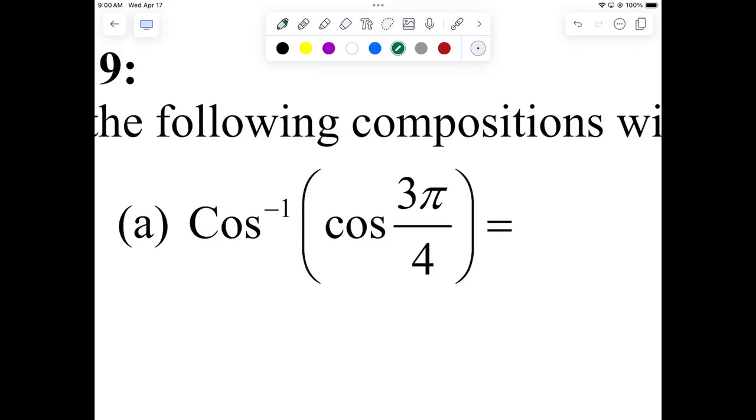Inverse cosine of 3 pi fourths. Is this just going to be 3 pi fourths? Yes, because where does 3 pi fourths live? In the PVR in quadrant 2. So it's just going to be 3 pi fourths. Yeah, there you go. That's good.